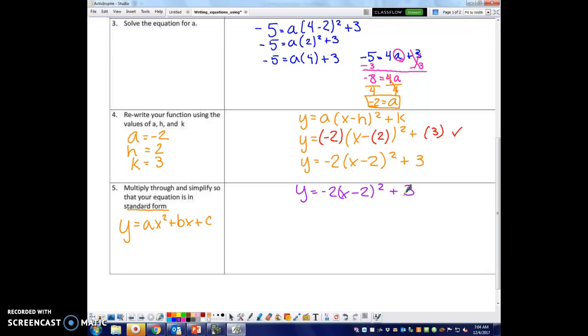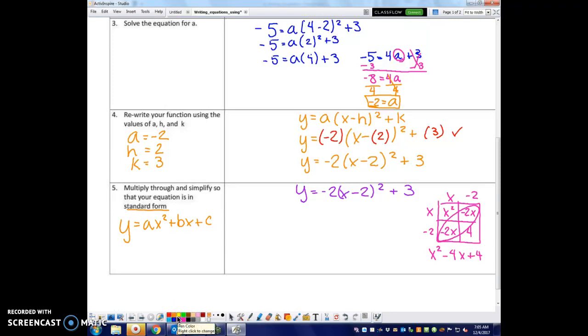Here's how you put it in standard form. You ready? So we have x minus 2 squared, right? So let's come over to the side here and do our box. X minus 2, x minus 2. X times x is x squared. Negative 2 times x is negative 2x. X times negative 2 is negative 2x. Negative 2 times negative 2 is 4. So we have x squared. When you combine these two, you get minus 4x plus 4. You should be able to do this by now. Okay.